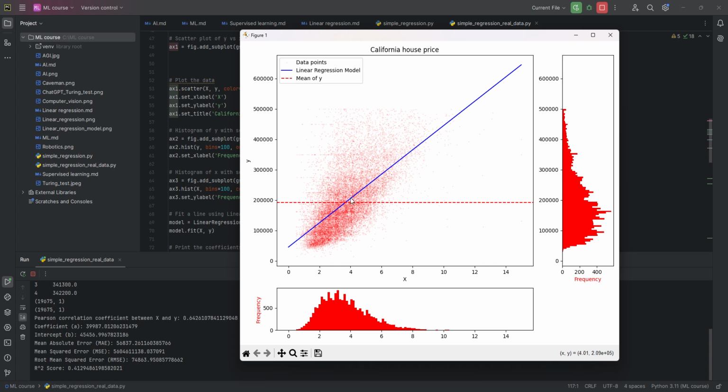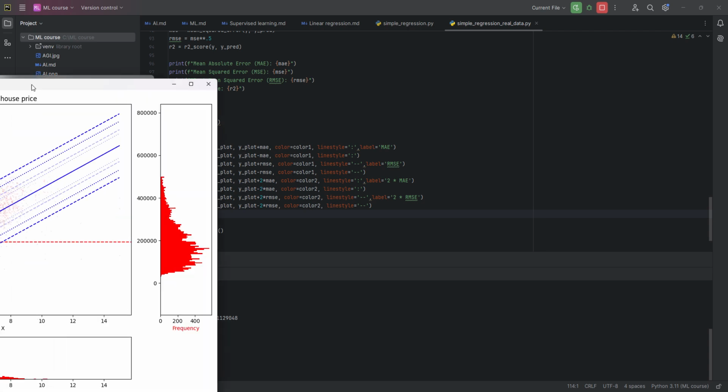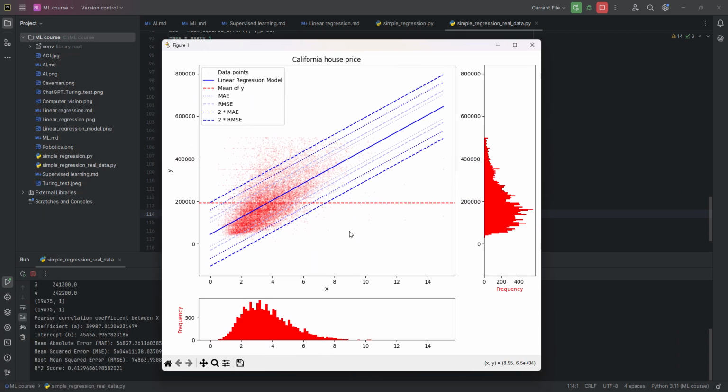To have a better idea for that, I'm going to draw the lines for MAE, for RMSE, and the double of them to see how this error margin is going to cover our points. So for that, I just go to my plot and add a few more plots, and I add my model plus and minus the MAE, and also add the doubles, and this is the result. You can see that this is my model.